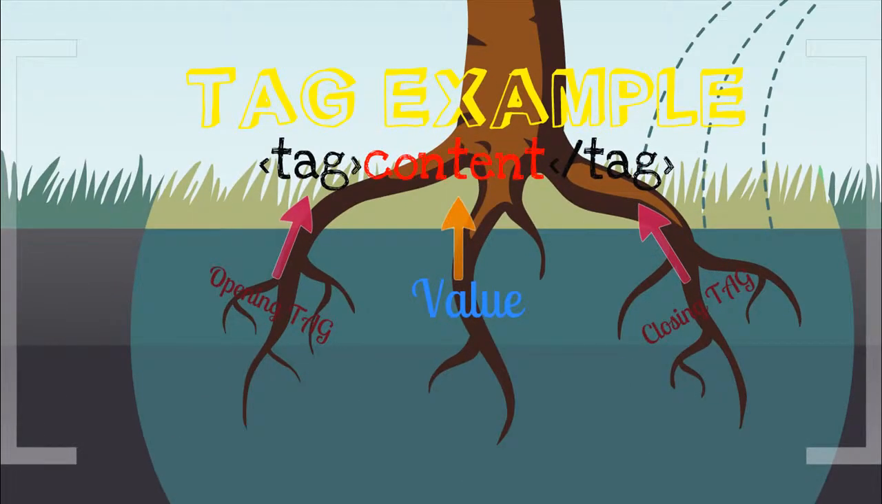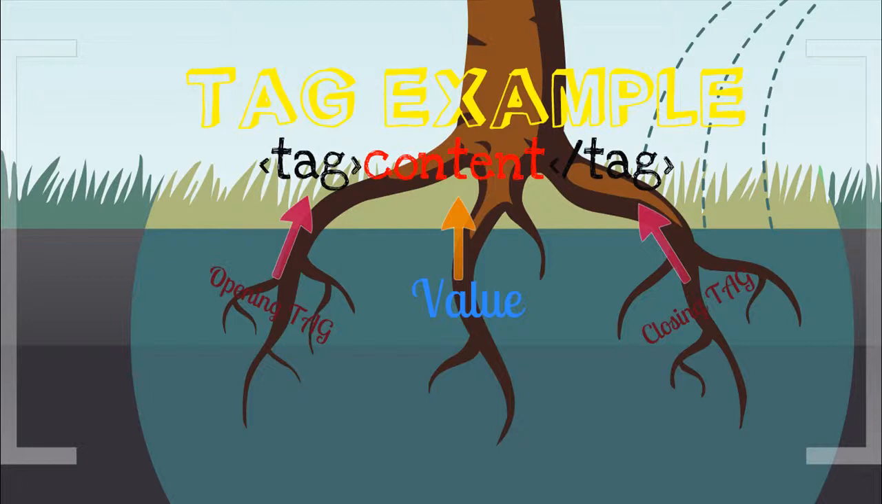So let's look at a syntax or a text example. To your left, the purple arrow is pointing at the starting tag or the opening tag. The orange arrow is pointing at the value or the content, or whatever you're going to put between the two tags. And the purple arrow to the right is pointing at the closing or ending tag with the /.